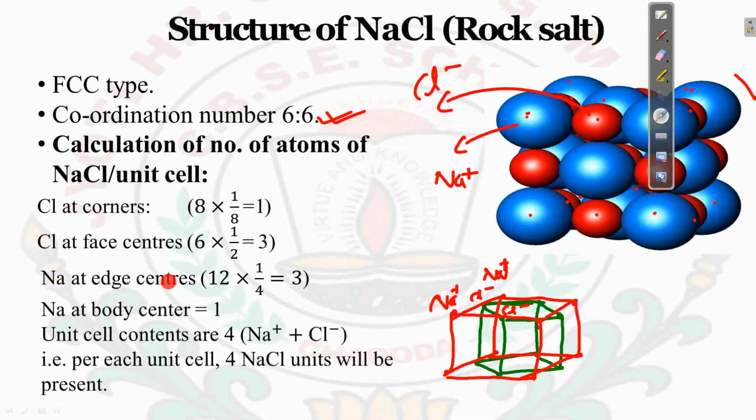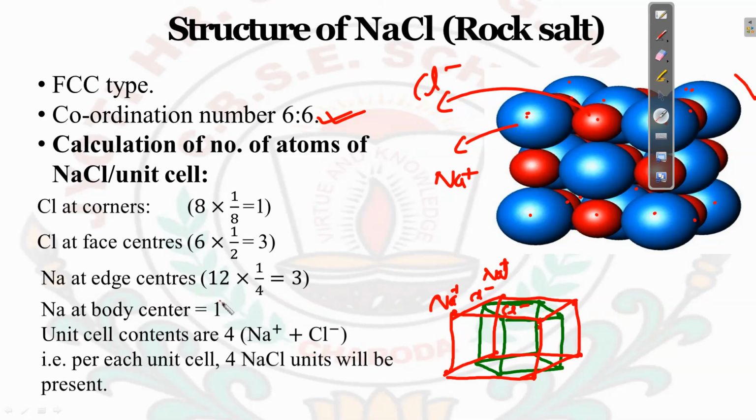Next, Na at the center. How many Na are there? 12 at the edge centers: 1, 2, 3, 4, 5, 6, 7, 8, plus 4, so 12 are there. 12 into 1 by 4, since they are acting at edge centers. So Na is contributing how much as a body center? 1. You can see it here at the middle one.